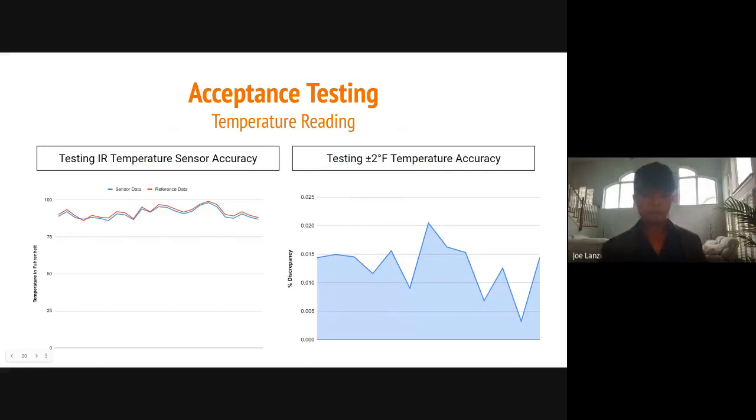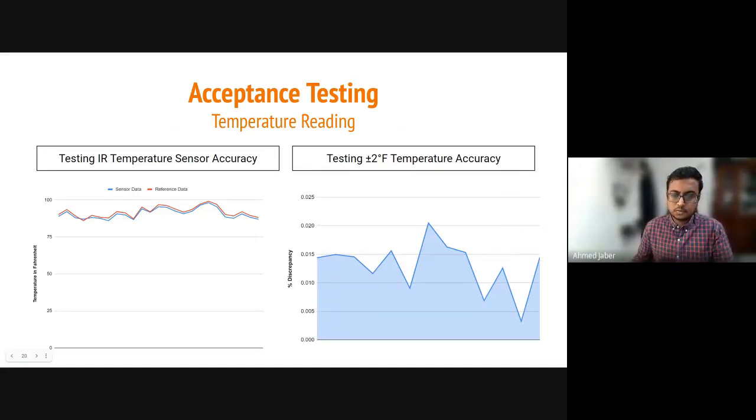The graphs from the acceptance test show that the IR temperature sensor that we have used has a plus or minus 2 degrees Fahrenheit accuracy, which meets our engineering requirements. Now on the next slide, we'll see a demo video where the threshold temperature was set at 90 degrees Fahrenheit for demonstration purposes, which means that if the body temperature is higher than 90 degrees, the system will capture the human face and record their body temperature to display it on a website.